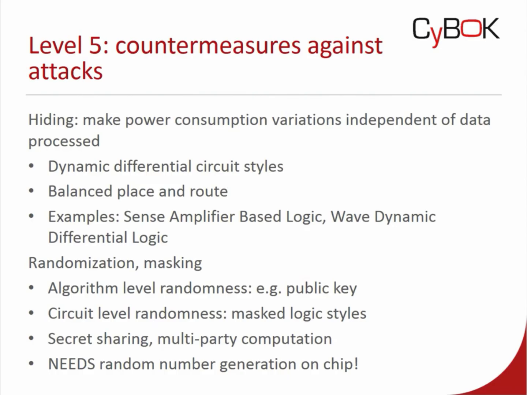And the other one is randomization or masking. You can add randomization at algorithm level. For instance, that's done for public key. Masking is also applied to some of these post-quantum schemes. You can also do circuit level randomization, and then it's called mask logic styles. There are other techniques based on secret sharing or on multi-party computation. Now, in each of these cases, you will need some source of randomness on chip. And so if you use this kind of countermeasure, one level down, the root of trust at that moment is going to be your random number generator on chip.